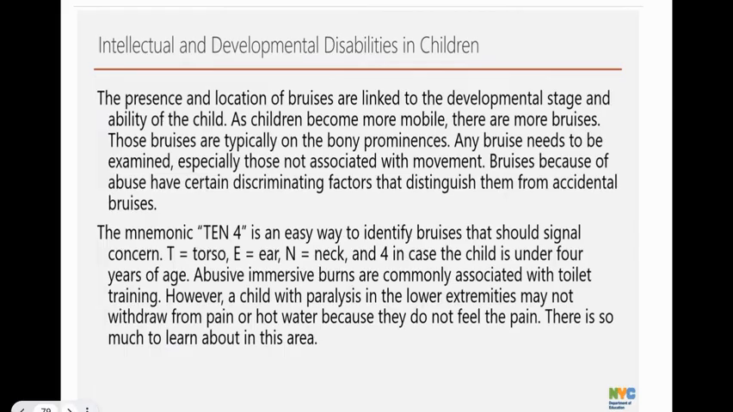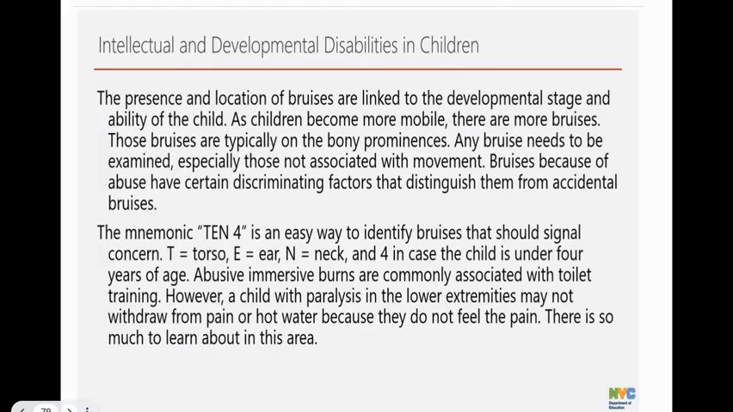So we know that as children become more mobile, and we discussed that earlier, there are more bruises. And it's usually where they fall down. Now, we need to really take a look and make sure that these bruises are from normal wear and tear of learning how to walk or being uncoordinated, or the different things that go into growing and the different things that go into some developmental issues that we may be seeing with these children.